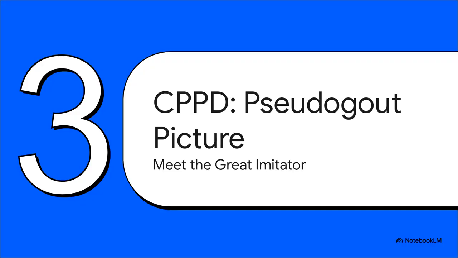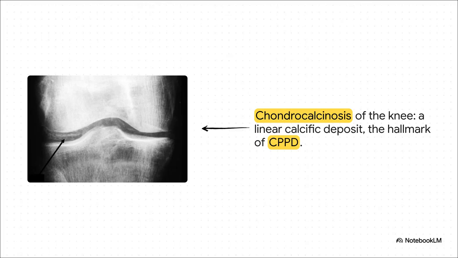Okay, let's switch gears and talk about the other major player in the world of crystal arthritis. Calcium pyrophosphate deposition disease, or CPPD. Most people just call it pseudo-gout for a reason. It can look almost exactly like a gout attack. So if the buzzword for gout is tophi, the radiographic buzzword for CPPD is chondrocalcinosis. It's the classic calling card of the disease.